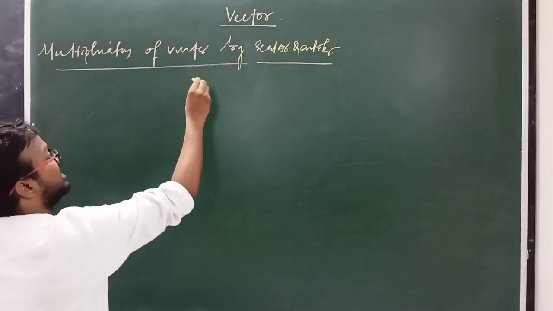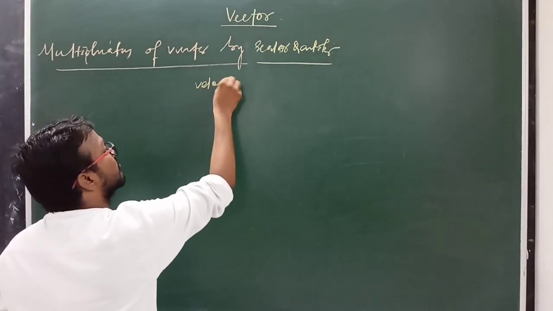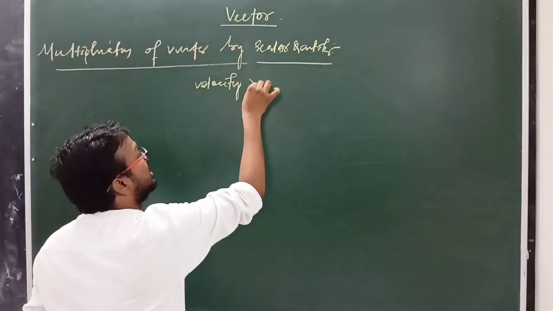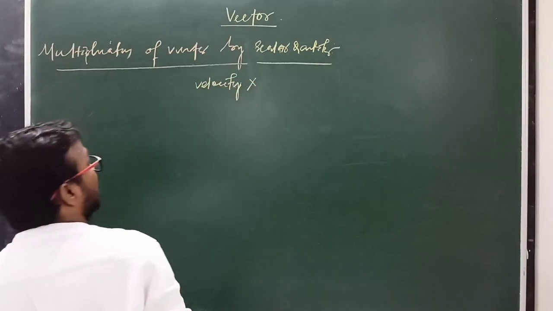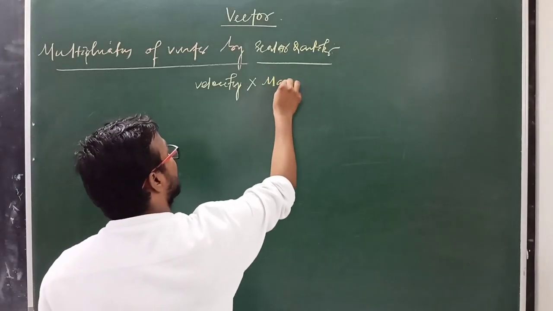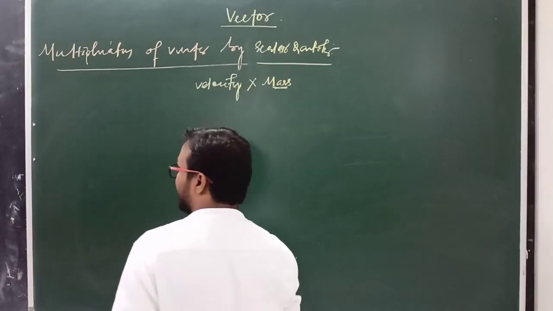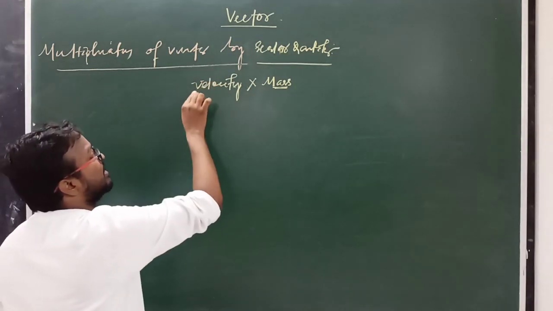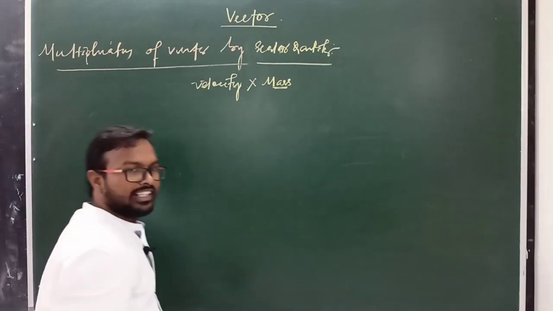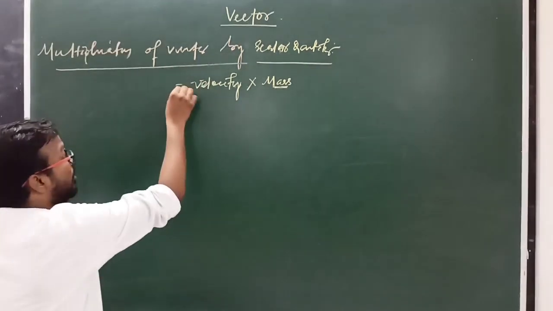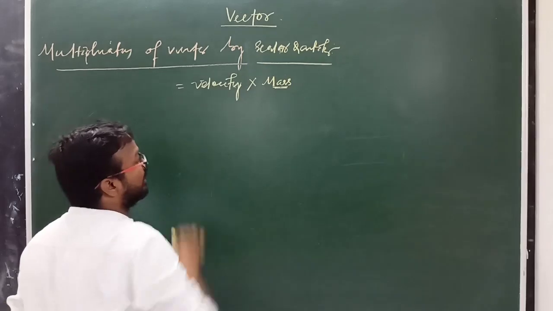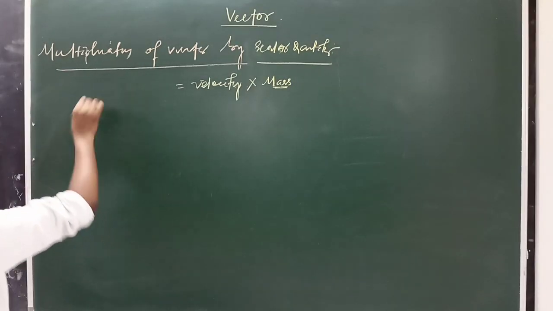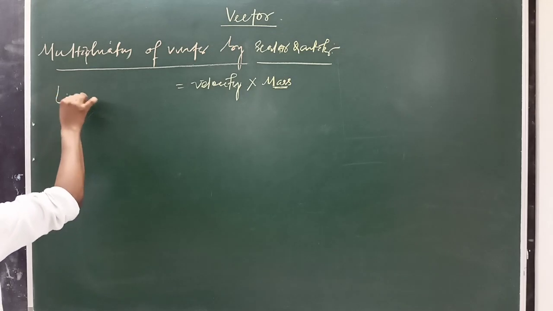We already know velocity is a vector quantity. If we multiply it with a scalar, and we already know mass is a scalar quantity, because mass has only magnitude, you don't need any direction. But velocity possesses both magnitude as well as direction. Mass into velocity gives a new physical quantity, known as linear momentum.